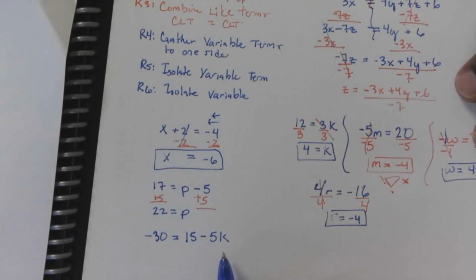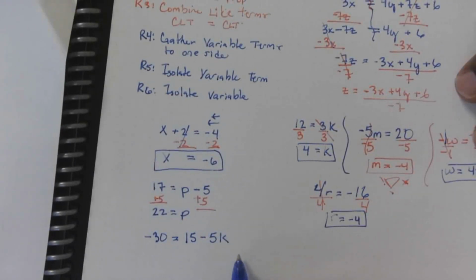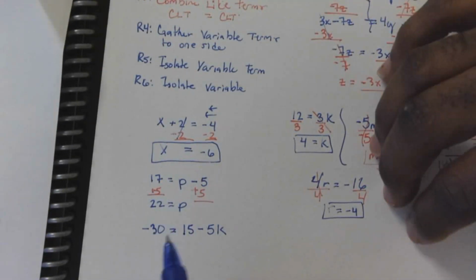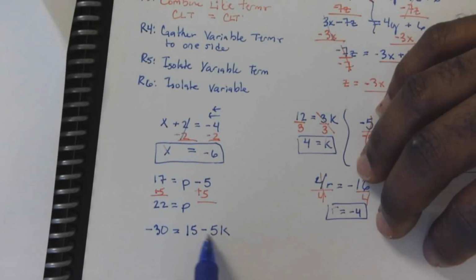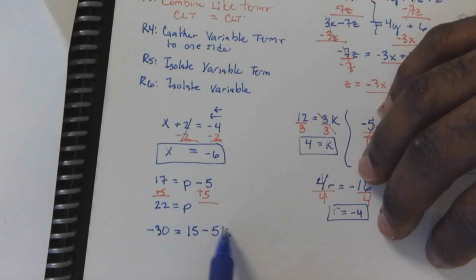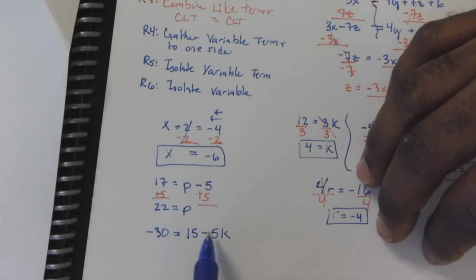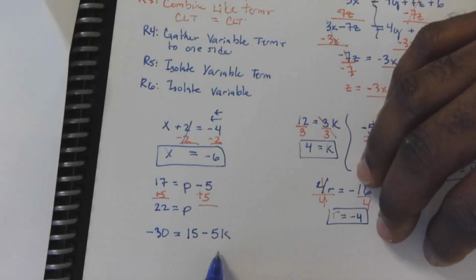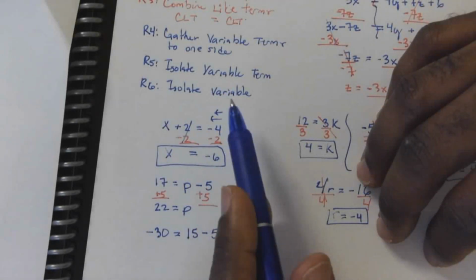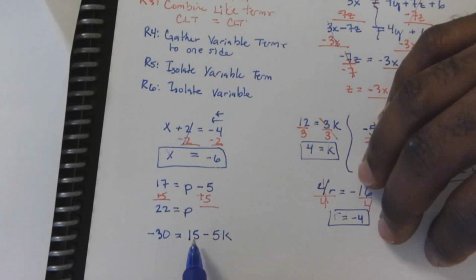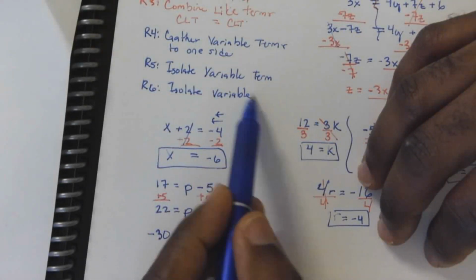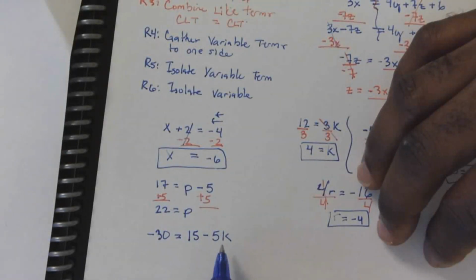All right, here we go. Look at this problem. Before you can divide by the coefficient, that's the last step, you can't start there. The first thing you've got to do is make sure your -5k is by itself. Before you get the variable by itself, you've got to get the variable term by itself. At the end of the day, I'm trying to get k by itself. I've got a coefficient and a constant term. You can't start off with dividing.